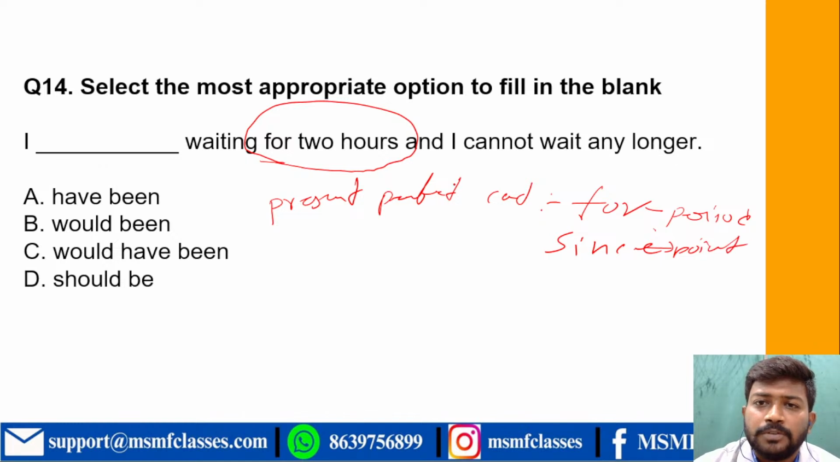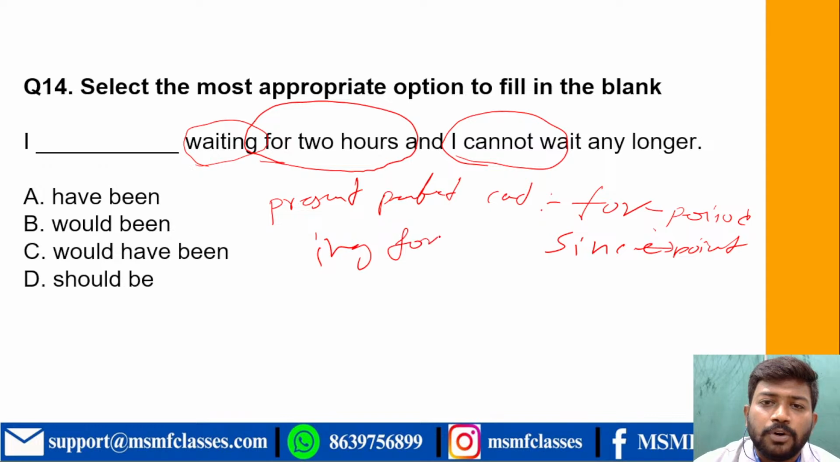So now if you observe the sentence, I cannot, here they are speaking about the present, and here he is using waiting. In present perfect continuous tense we use the ing form of the verb. So now we have to go with I have been. This is the structure: I have been waiting for 2 hours and I cannot wait any longer. Gautam has given the correct answer, and if you have any answers you can comment here.